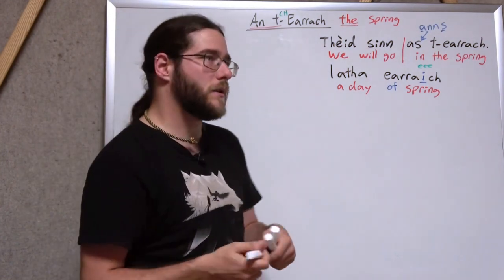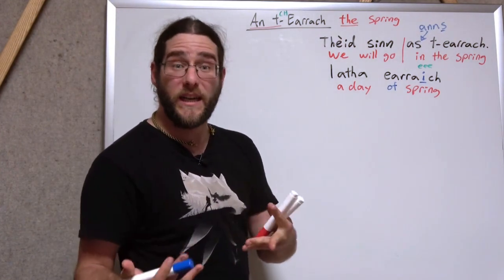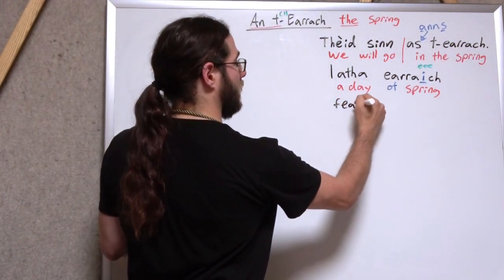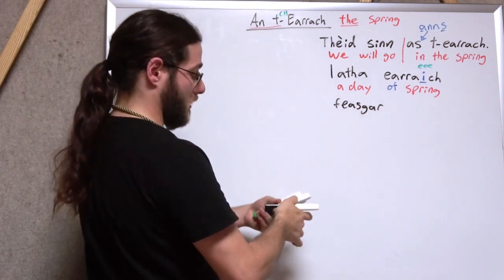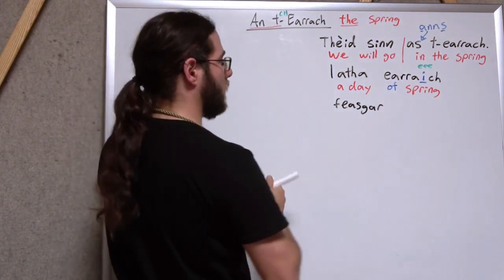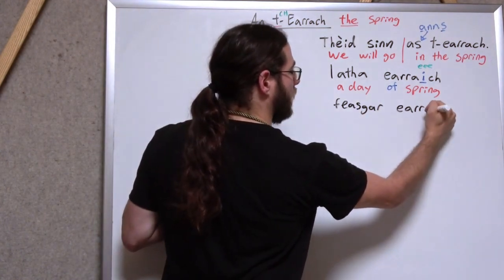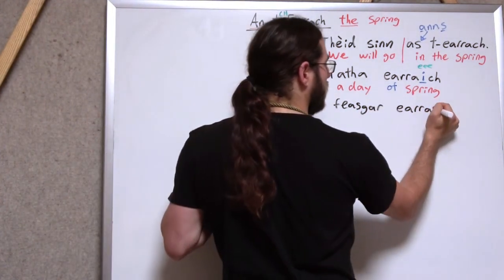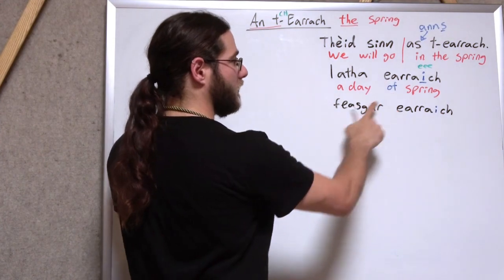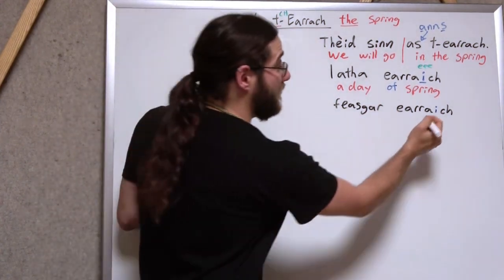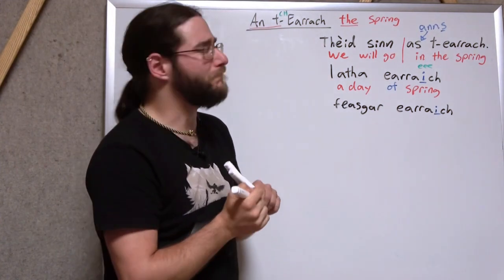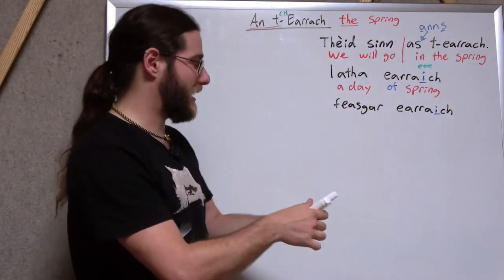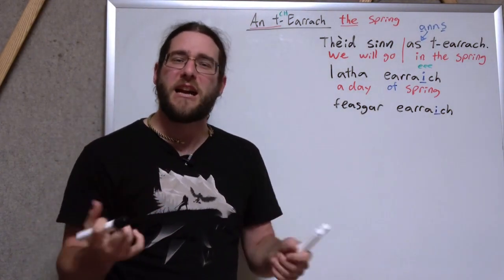What about a nice spring afternoon or a spring evening? How would we do that? We're going to use fescud yarich. Again, of spring. An afternoon of spring, or an evening of spring. A nice spring evening. I love a good spring evening myself. Fescud yarich.